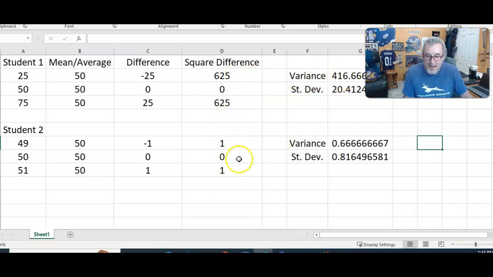Or in this case, add them all up and divide by 3. 1 plus 0 plus 1 is 2. Divided by 3 is 2/3, which is 0.66666, if you like. All right, that's the variance.